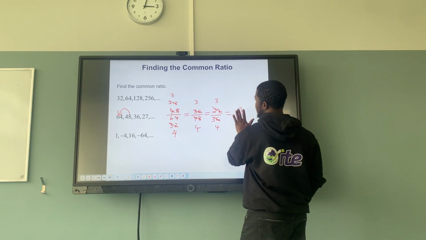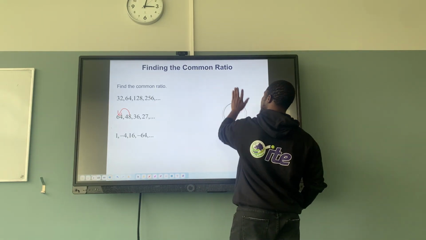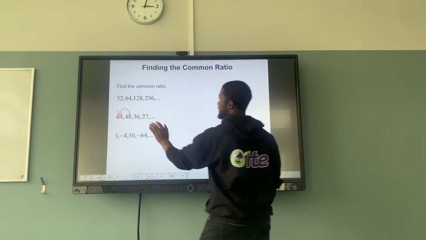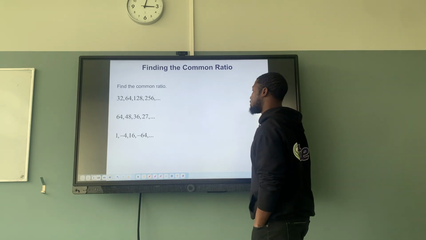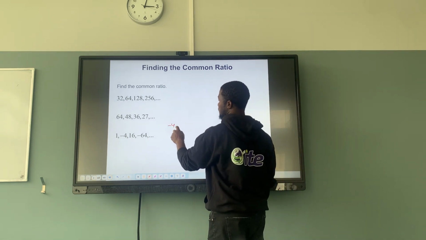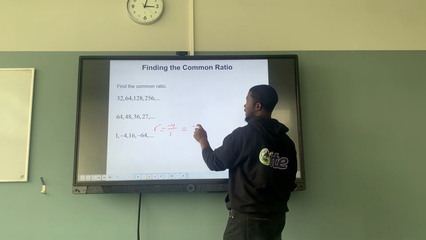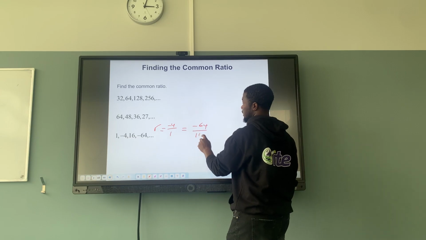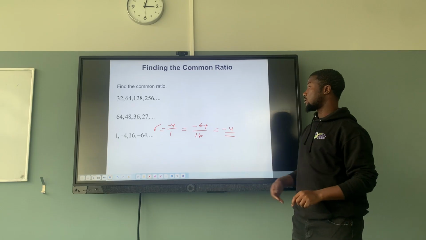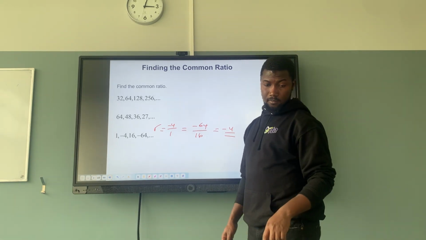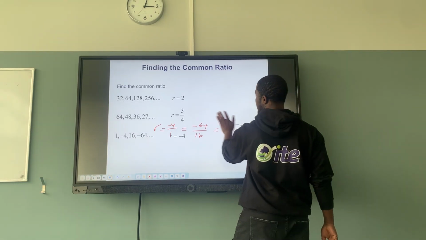So for the last sequence, 1, minus 4, 16, minus 64. So it's minus 4 over 1, which is equal to r, or minus 64 over 16, which is just minus 4. So the common ratio there is minus 4. So you can see those answers there as well.